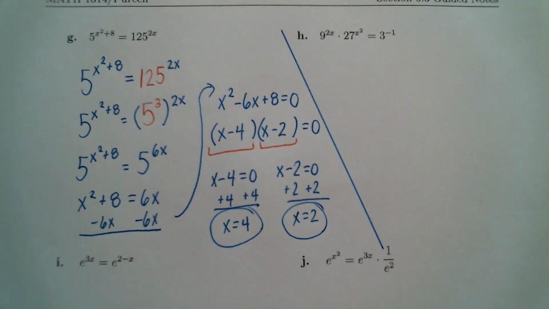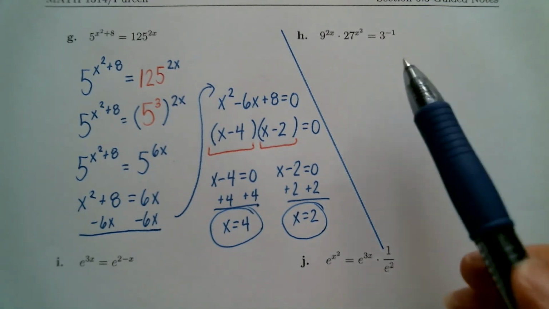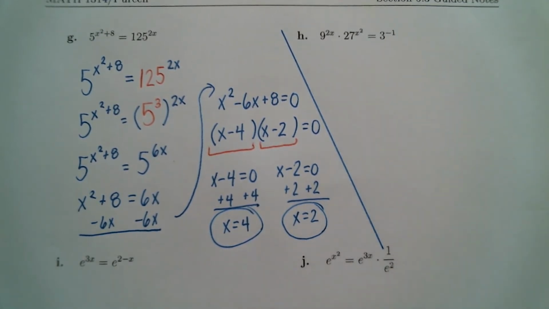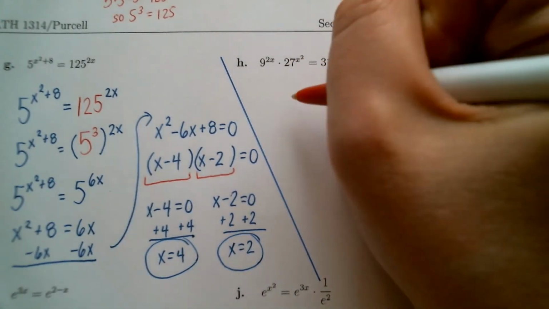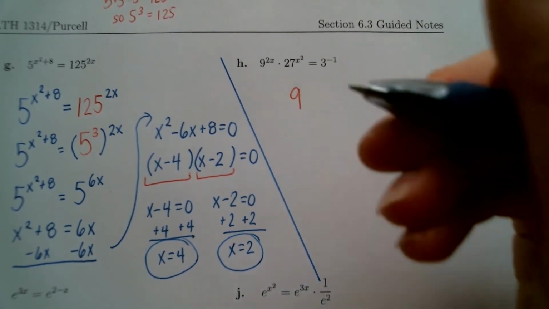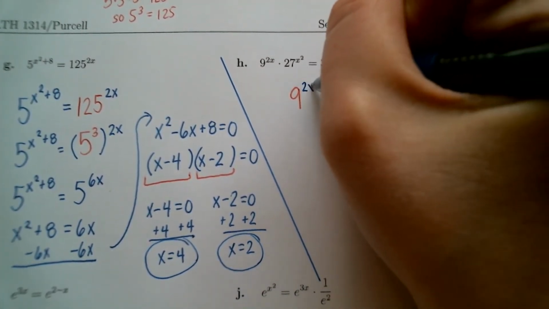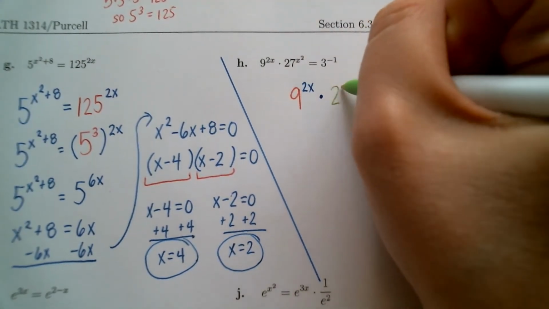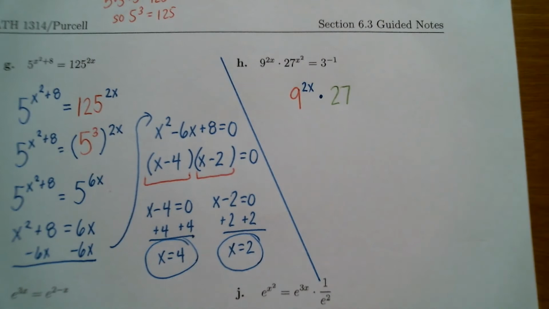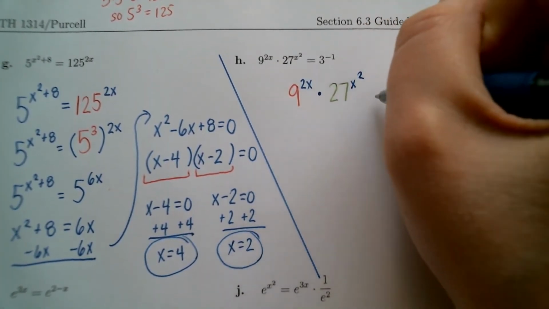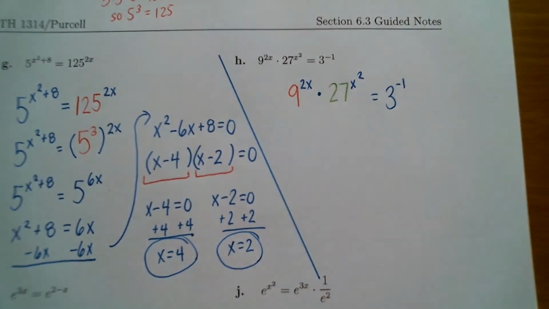We need all the bases to be the same. Okay, so we want to go with the smaller number. We're going to try to make all of these base 3. All right, so let me color code again. We've got 9. We're going to change that to a power of 3. 9 to the 2x times 27 raised to the x squared is equal to 3 to the negative 1.